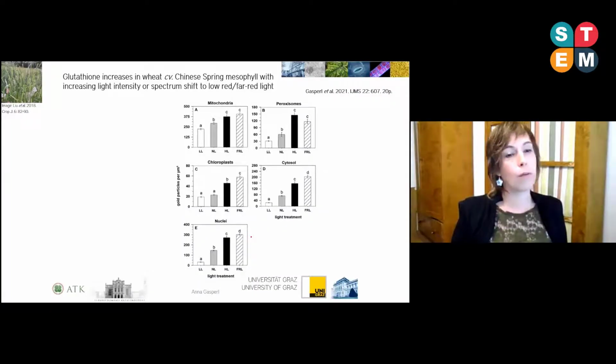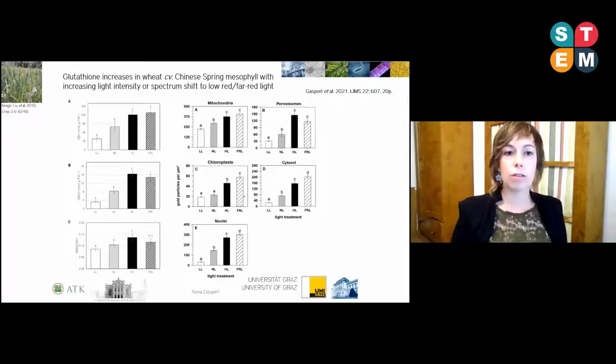Just to give you a quick overview of the results, we found, as I mentioned, a moderate increase with increasing light intensity and far red light treatments in wheat compared to the normal and low light, but it wasn't as severe as in other compartments like the peroxisomes or nuclei and the cytosol, because, as you see here, glutathione concentration is already quite high in mitochondria compared to other compartments. Our results were also reflected at the tissue level.